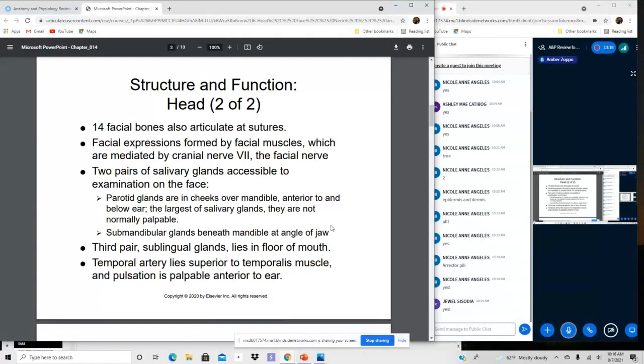However, they are not normally palpable. The submandibular glands are beneath the mandible at the angle of the jaw. The third pair, the sublingual glands, lie in the mouth and floor of the mouth. The temporal artery lies superior to the temporalis muscle, and pulsation is palpable anterior to the ear.